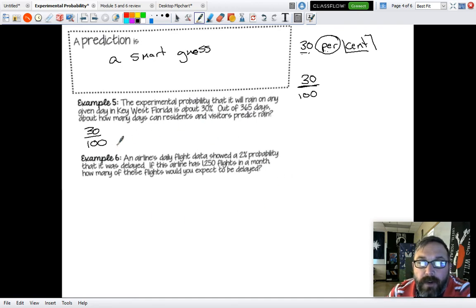So 30 over 100. And now, what does the 30 mean? Well, the 30 means that is how many days it rained. And then the 100 is going to be the total number of days I'm evaluating. So let's look on. Out of 365 days, about how many days can residents and visitors expect to predict rain? Okay, so out of 365 days, I know my new total is 365 days. I don't know what this number is, so it's going to be X.